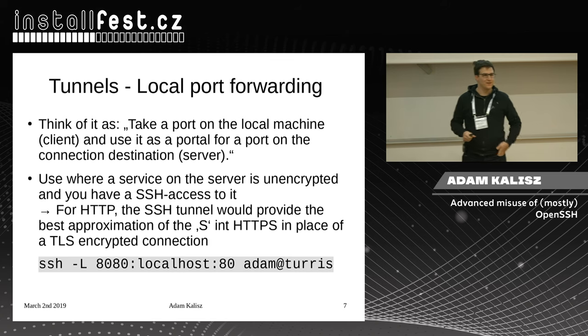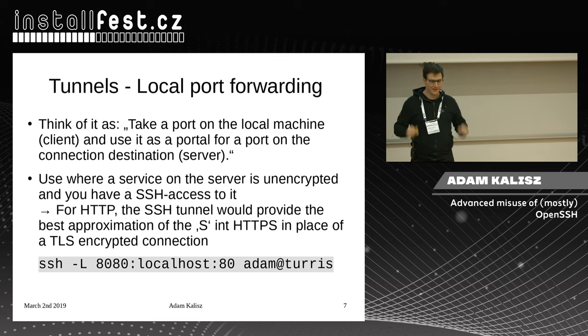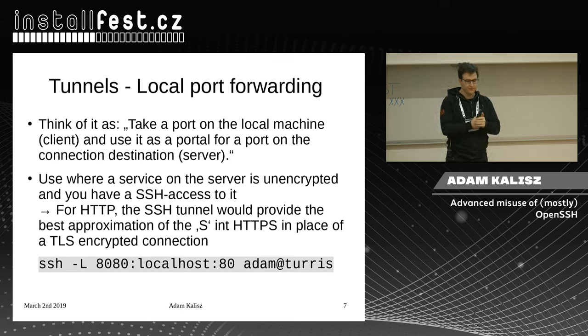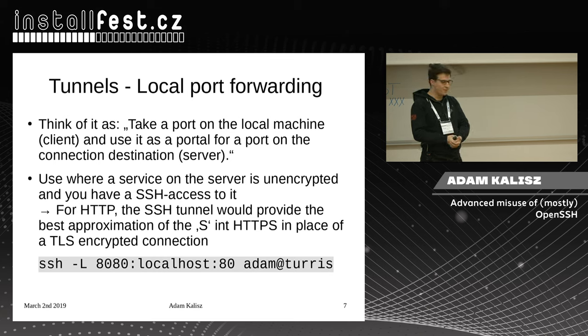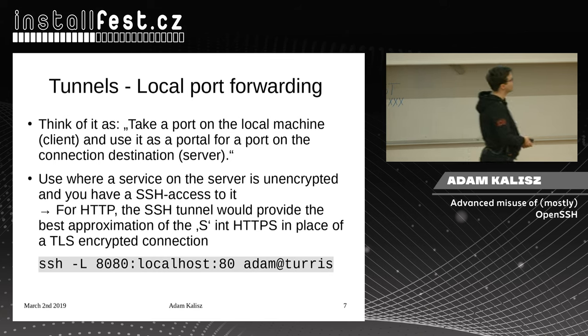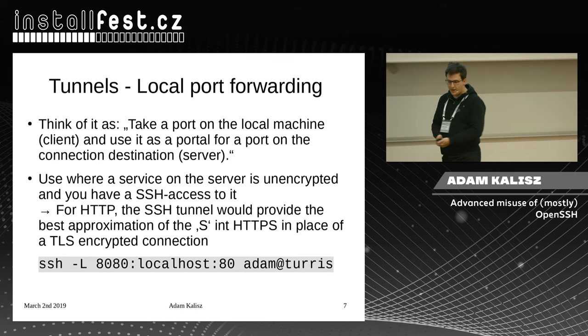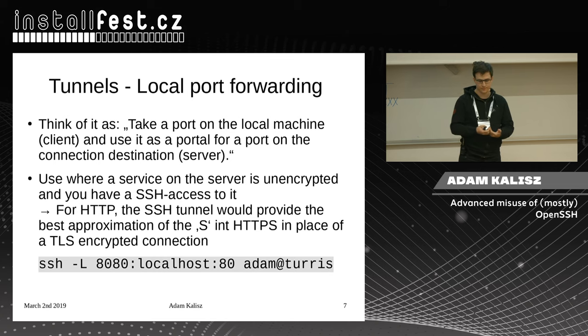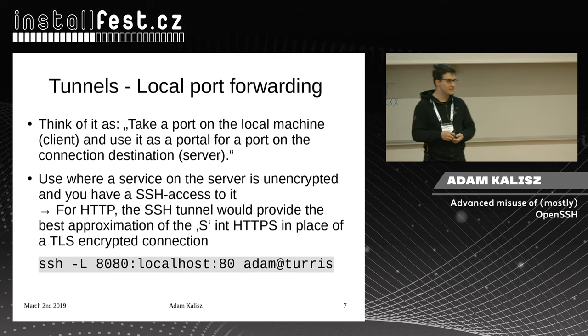Okay, to the tunnels. Now it's more advanced. Everybody's awake again. So, local port forwarding. Take a port on a local machine, that is the client, and use it as a portal for a port on the connection destination, which is the server. On the slide, you see that I take port 8080 and bind it to the remote port 80. And this is how I could access the web interface on my Turris.